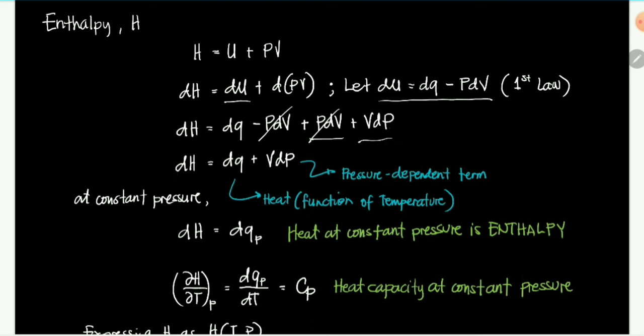So dq is heat. This is the temperature dependent function, the q. VdP is a pressure dependent term, because it is V times the change in the pressure.